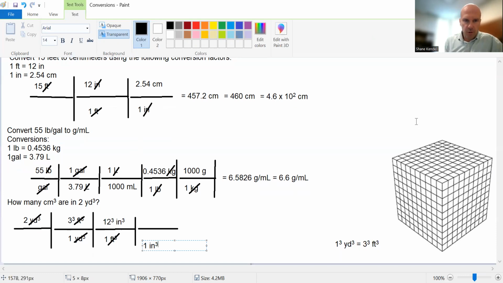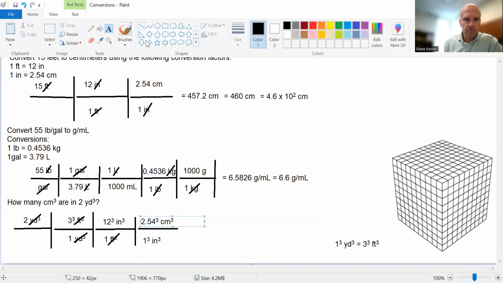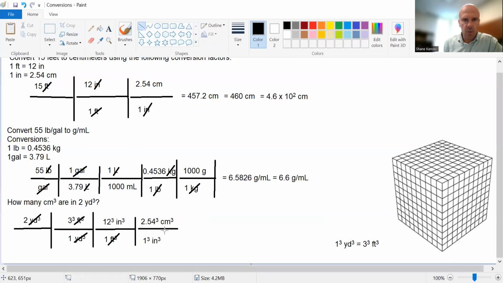So maybe I'll draw that in this time. So the 1 inch cubed is going to equal 2.54 cubed centimeters cubed. Okay, so now we are in cubic centimeters, which is what we wanted. Again, I'll just cross these off just for demonstration. Okay, and now putting it in the calculator.